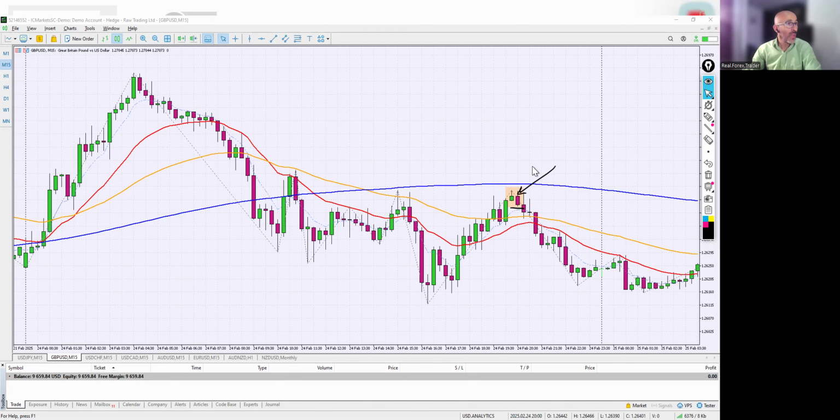Remember something. When we talk about bear candles, they open here and they close here. When we talk about bull candles, they open in the lower part and they close on the upper side. Okay, so when the bear closes below the green one, it means that the power of the bears is getting a little bit stronger, right?